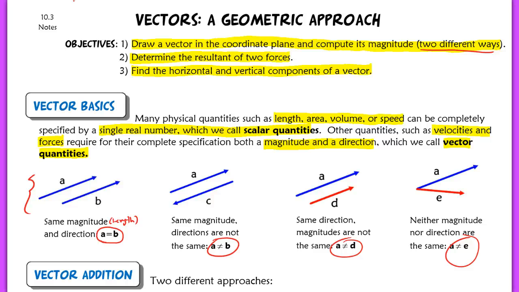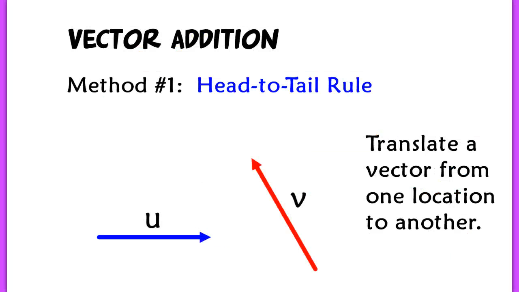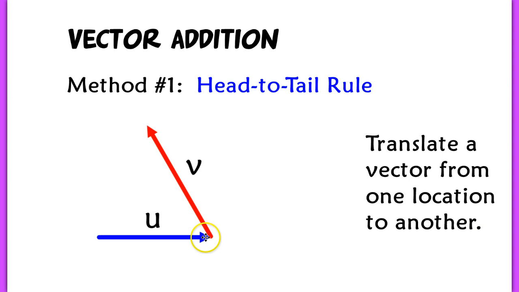So now we're going to try our first objective, which is to add two vectors. There are two different methods that we're going to work with when adding vectors. Our first method is the head to tail rule. What this method relies on is the fact that two vectors are said to be equal if they share both the same magnitude and direction. So I can actually translate a vector and not change its magnitude or direction, and it would still be the equivalent vector. So I'm translating the vector to a more convenient spot. What that convenient spot is, is the head to tail rule here.